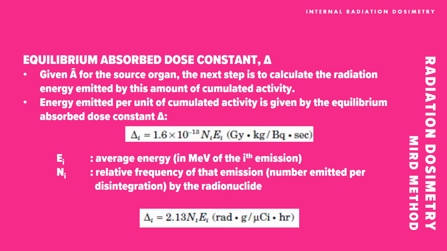If you want to convert the unit into rad gram per microcurie hour, it becomes delta i equals 2.13 n_i E_i. So this is SI, and this is the traditional unit. It depends, so do check the question. Sometimes the question might trick you, asking in rad or asking in gray.